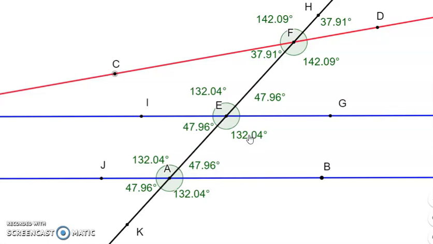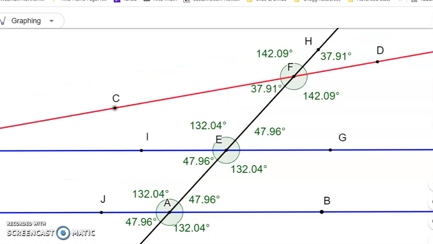Lastly, notice that I have consecutive interiors, 47.96, 132.04. If you add up those consecutive interiors for parallel lines, if the lines are parallel, they are supplementary. When you add up those measures, they'll equal 180 degrees.